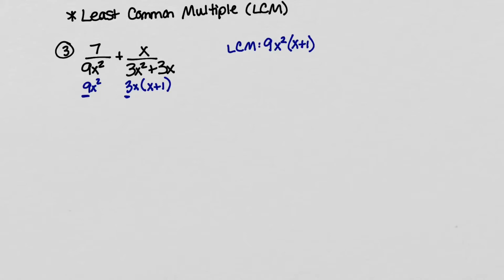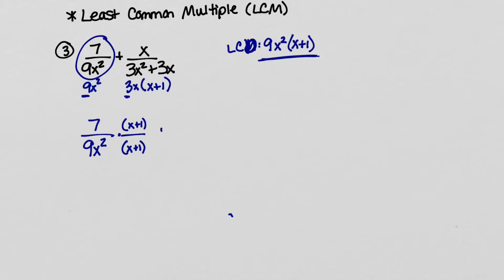Okay, so this first fraction here, so I have 7 over 9x squared out of my least common, and that should be denominator, but it is the least common multiple of the denominators, but we are dealing with denominators here. So you find the least common multiple of the denominators, and we find the LCD. Okay, so it's missing the x plus 1. So if I want the bottom to have x plus 1, I have to multiply the top by x plus 1.